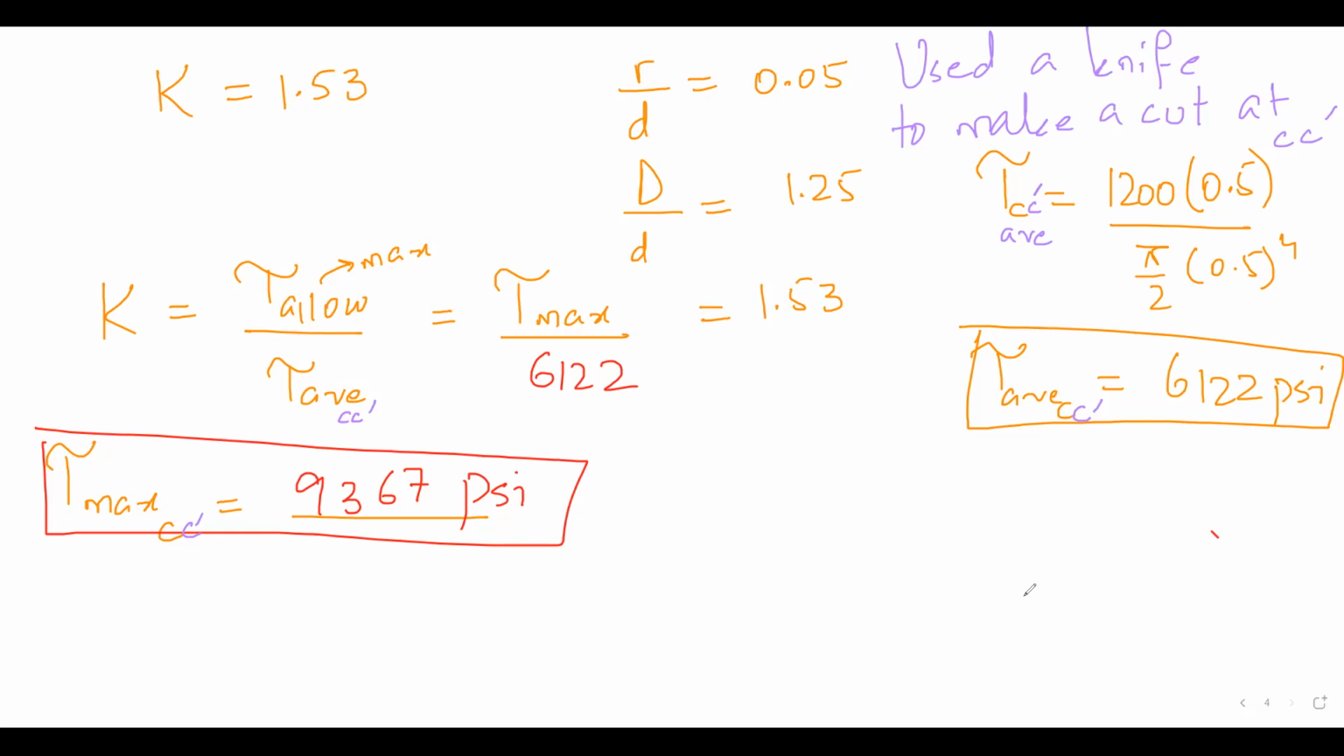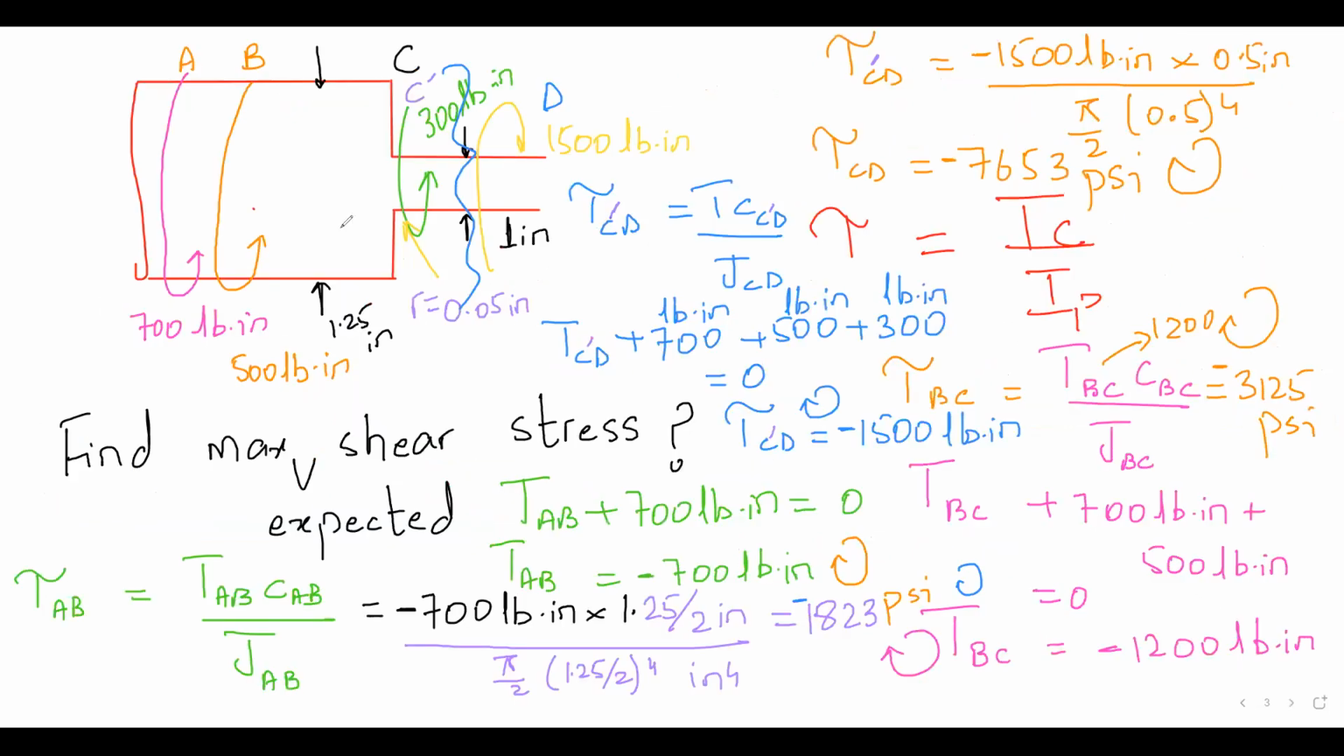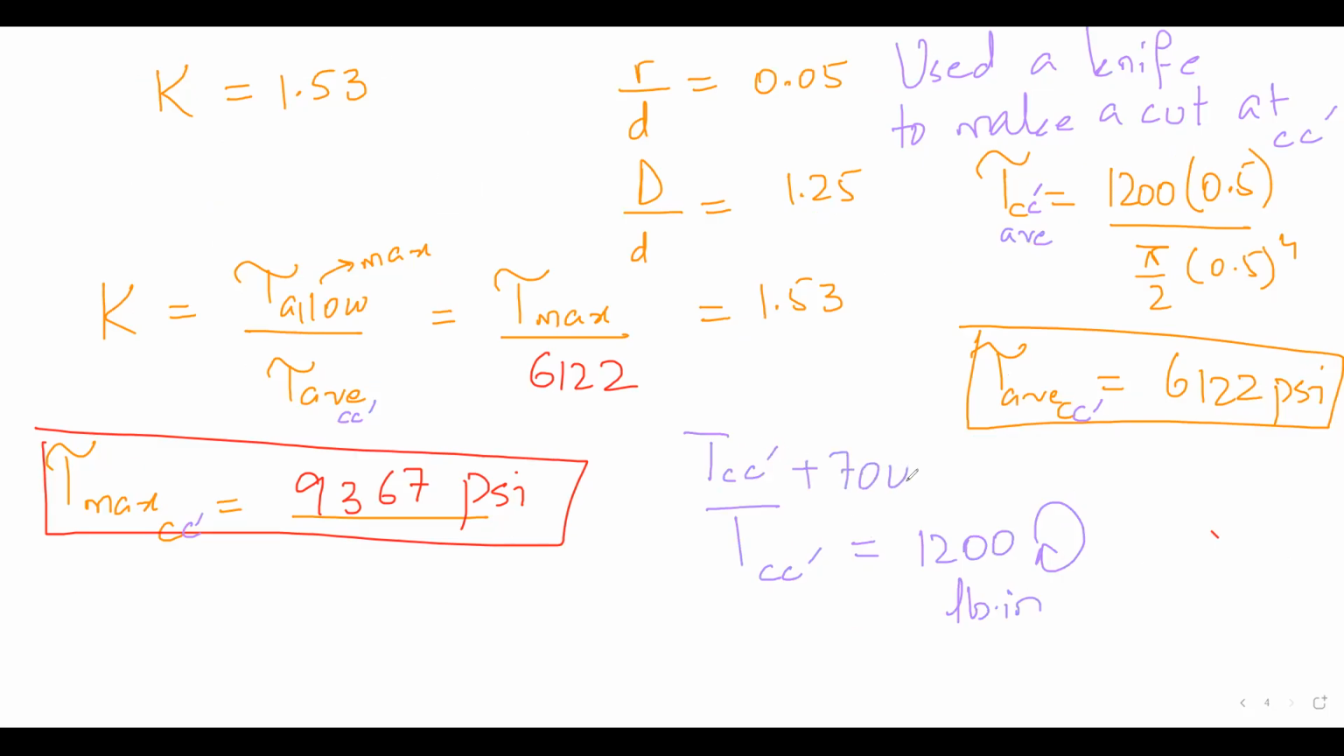And you can make a remark here. T C C prime is equal to 1200 pound inches. Thank you. So we have T C C prime plus 700 plus 500 pound inches is equal to 0.